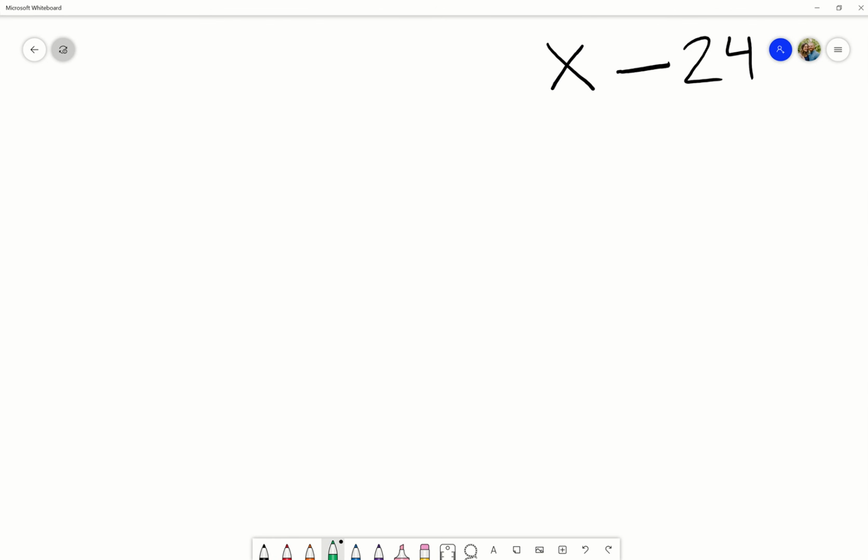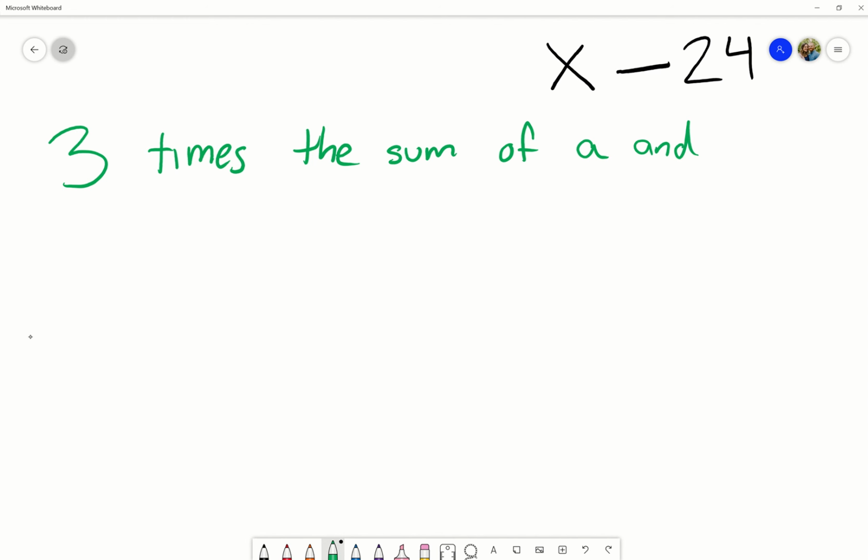What about if I said I have, here's a tricky one. 3 times the sum of a and 5. 3 times the sum of a and 5. All right, well, let's look through and see what we have. Times means multiplication. So we know that this is going to be multiplication, but then we also see this word here, sum, which means addition.